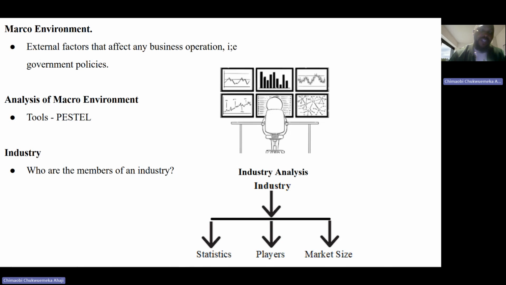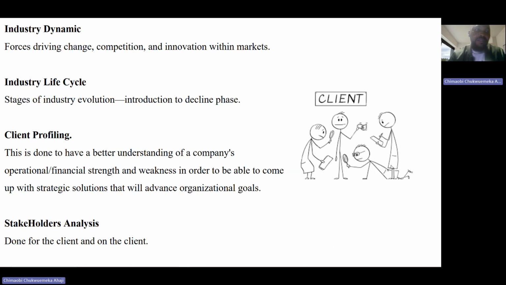Now, let's move on to industry. Not every person that seems to be part of an industry is a member of the industry. Take, for example, in the yogurt industry or milk producing industry, the farmers are not part of the industry. So for us to understand the industry, we have to conduct what is called an industry analysis, which can be broken down into three to try to understand the statistics, the key players, and the market size. The dynamics of an industry, which are the forces that bring about change, innovation, competition within the market.